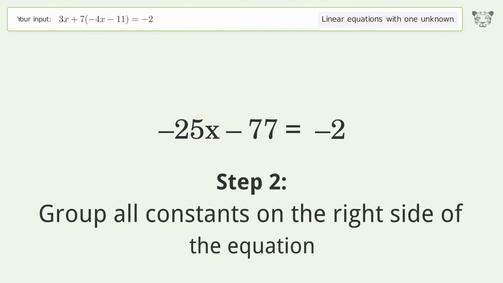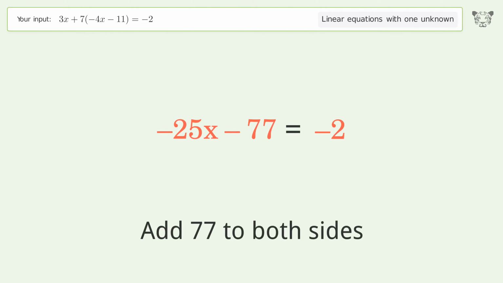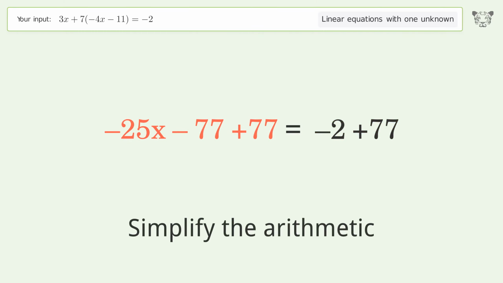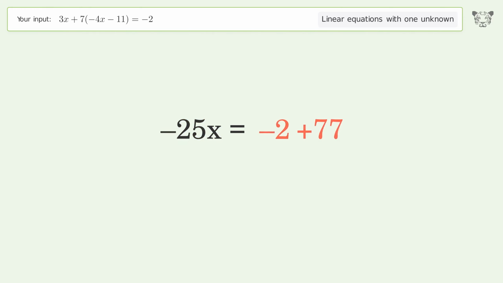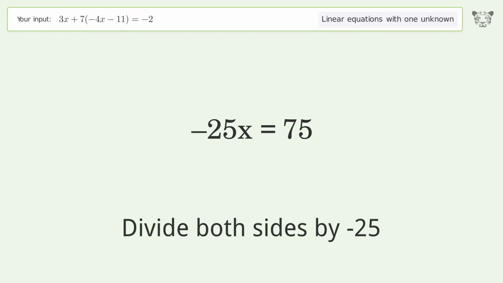Group all constants on the right side of the equation. Add 77 to both sides. Simplify the arithmetic. Isolate the x. Divide both sides by -25.